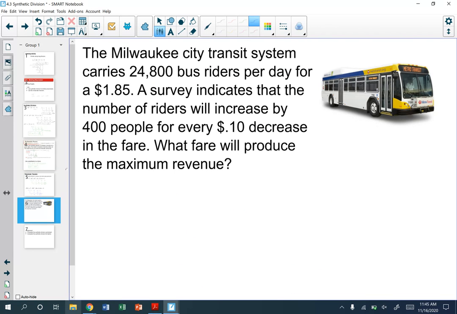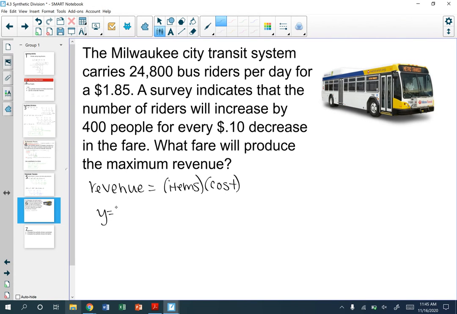For our last problem of the day, we're just going to review a revenue problem. This was good for us. So pause this video and try and do this on your own, and then come back and check. We remember that revenue equals our items times the cost. In this case, our items are riders riding the city bus.